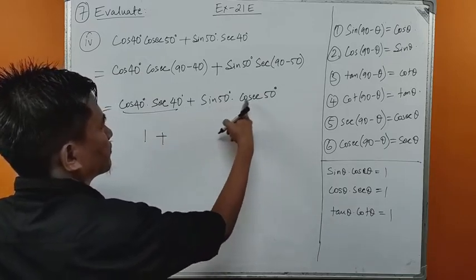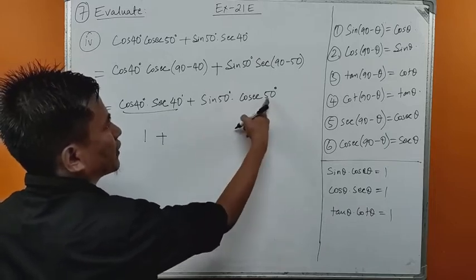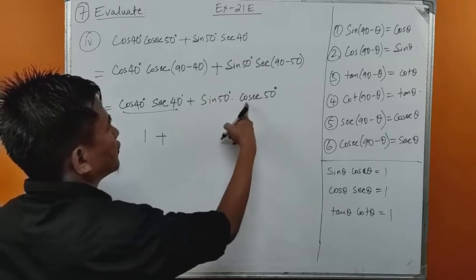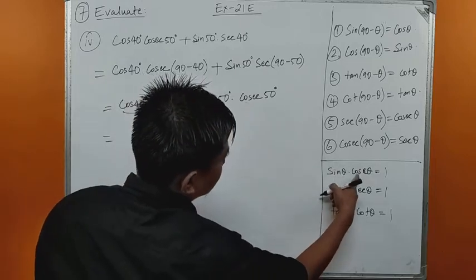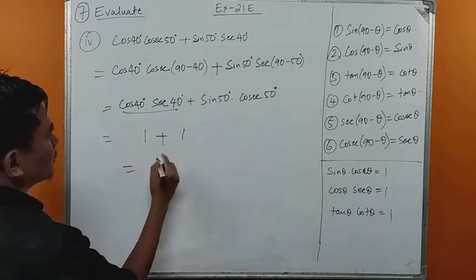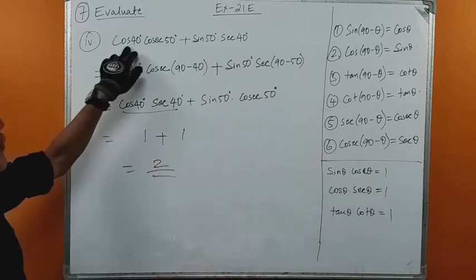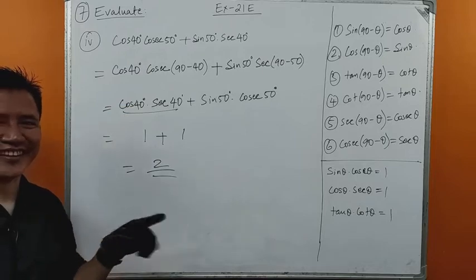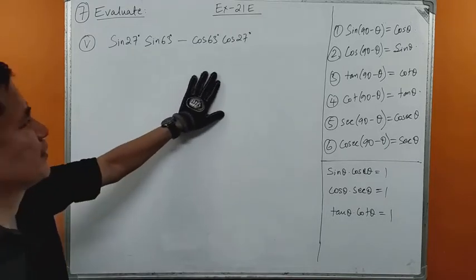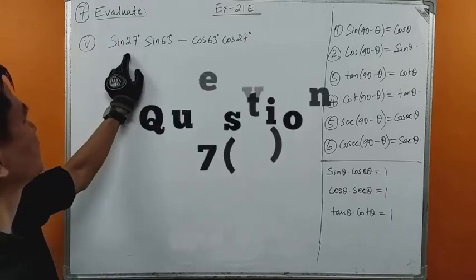Angles are same. Please keep in mind the angles should be same. Okay, sin 50 into cosec 50 means sin theta into cosec theta. Sin theta into cosec theta is 1. So this is 1. So 1 plus 1 is 2. So the value of this expression is 2. Okay, I hope you got this. Now let's move on to the next question, that is 5. Okay, now let's do question number 5 of 7.